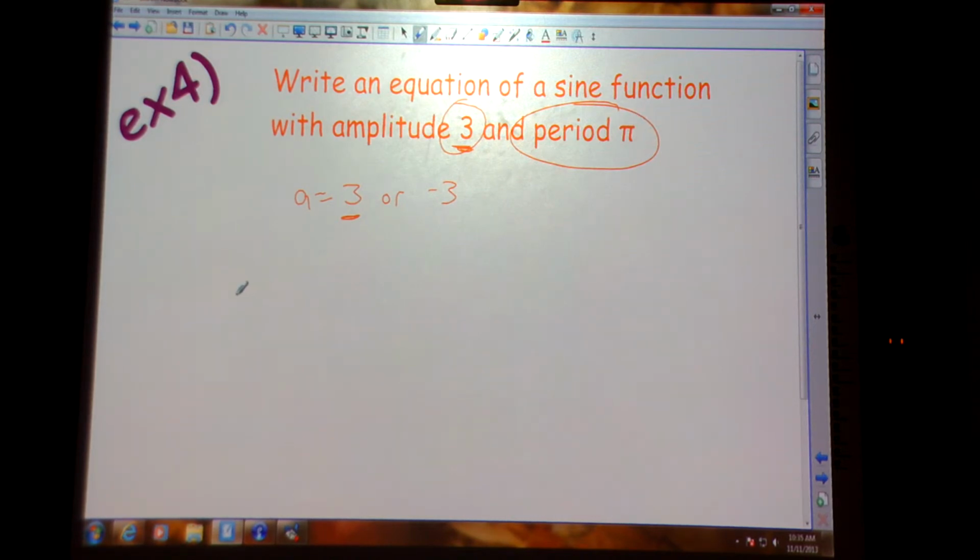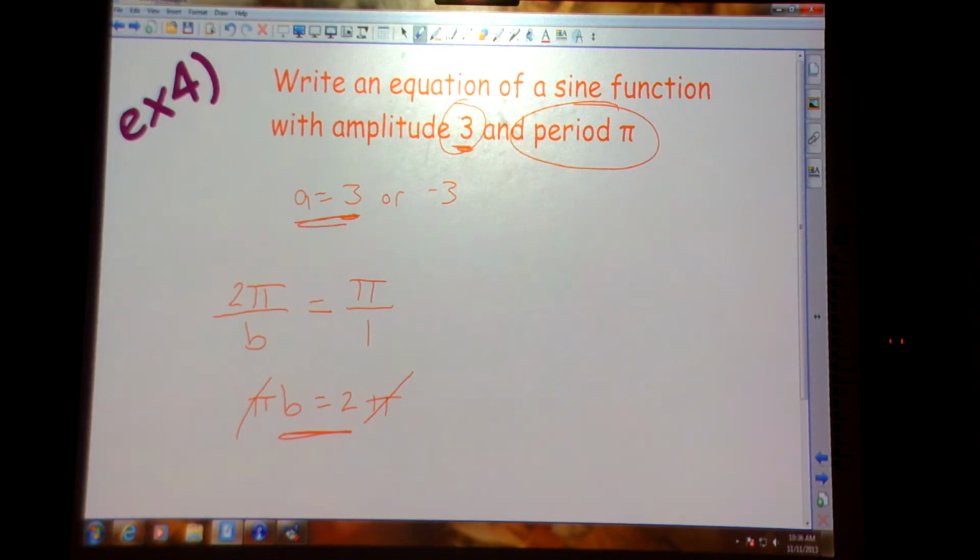Now, how I found the period, I did 2 pi and I divided by B. We don't know what that is. And I got pi. So when I did this calculation, I ended up with pi. So I set this up. Now I need to cross multiply. So I get pi b equals 2 pi.